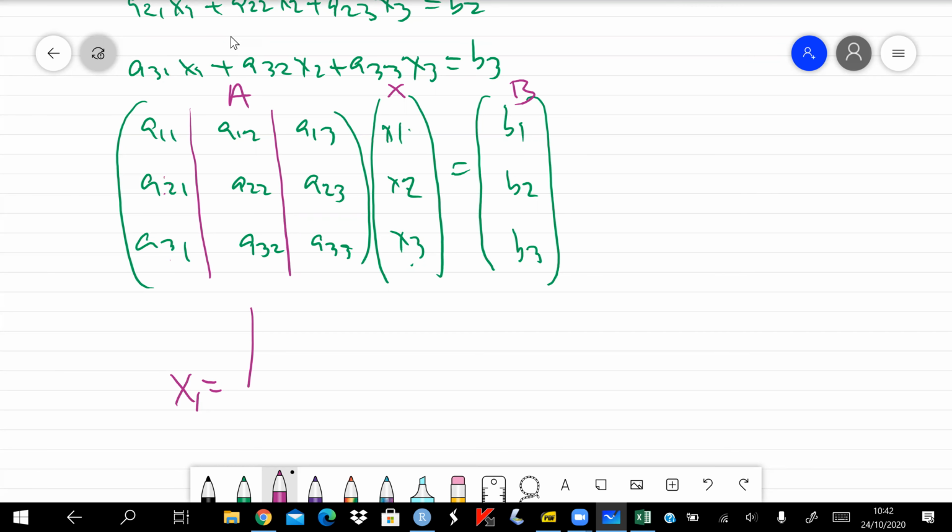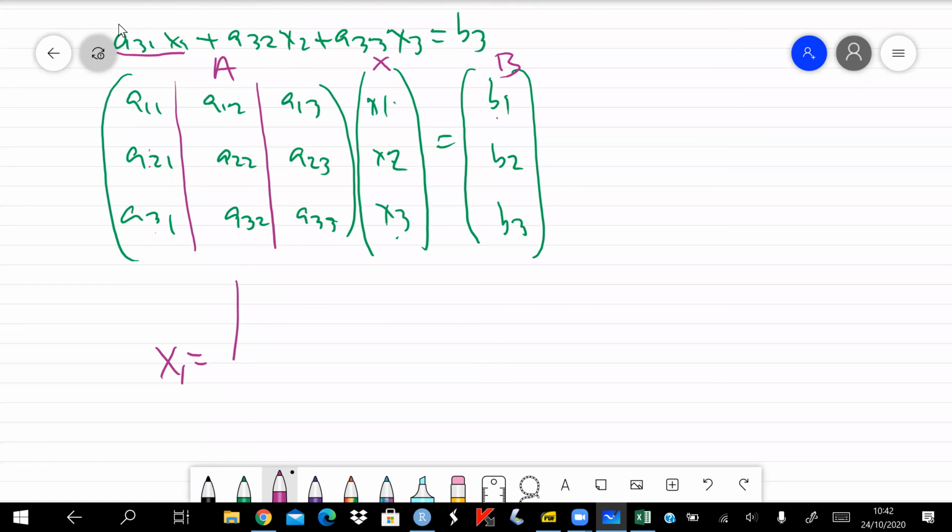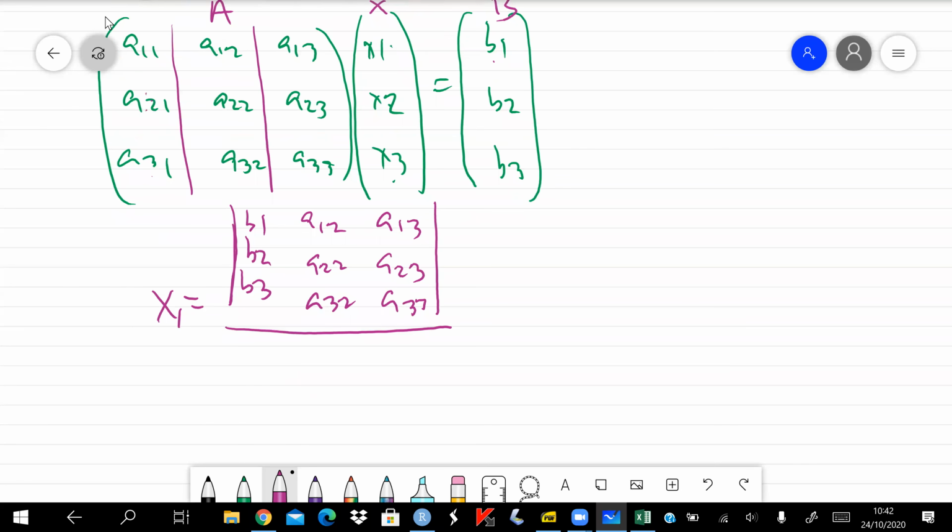contains the coefficients of x1. These are the coefficients of x1, as you can see there. So you replace it with b1, b2, b3. Then you copy and paste the other columns of matrix A: a12, a22, a32, a13, a23, and a33. So you find the determinant of that divided by the determinant of the entire matrix A, the one we're calling A. That will give you the value of x1.